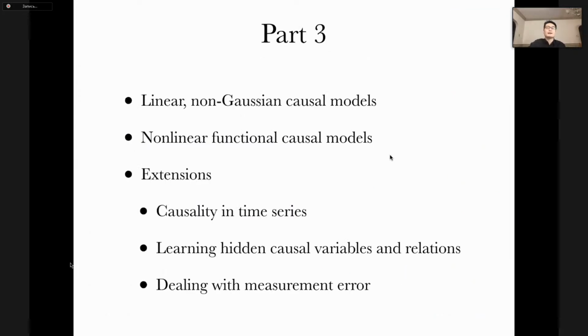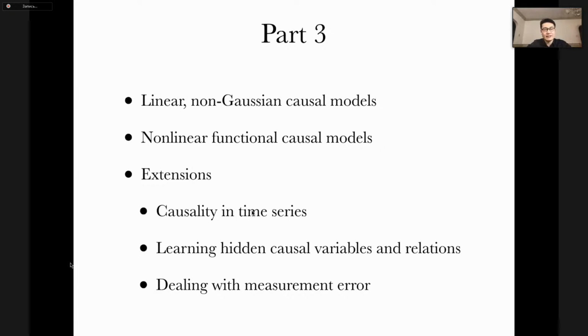So in this part, first I will present linear non-Gaussian causal models. You can see why this model can be identified from data uniquely. And then we are going to have a look at the non-stationary functional causal models and see how we can discover causal relations by making use of them.